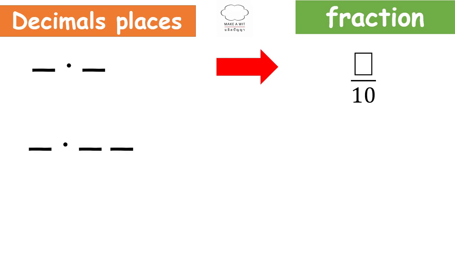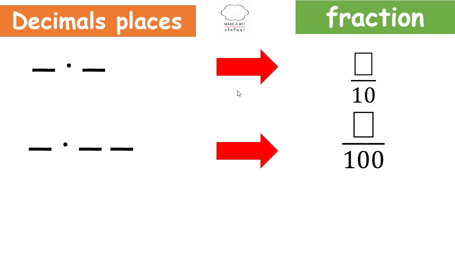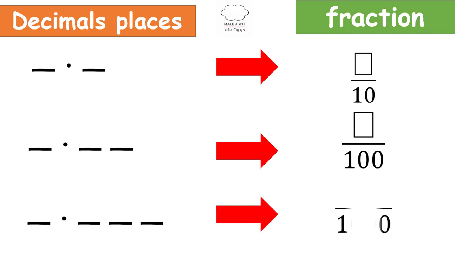Okay, one more. Blah point blah blah. How many decimal places are there? There are 2 decimal places. It means that it equals blah over 100. Okay, and one more. Blah point blah blah blah equals blah over 1000. There are 1, 2, 3 decimal places, equal to 3 zeros.